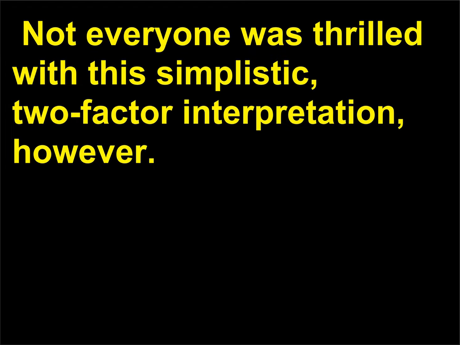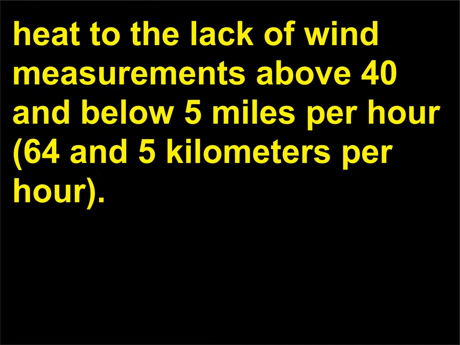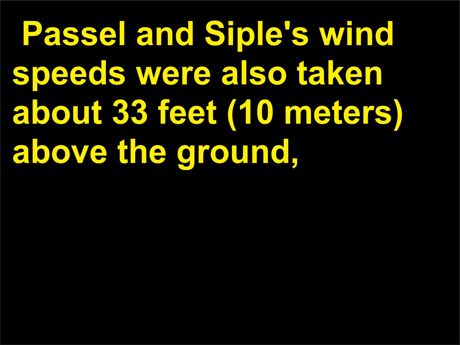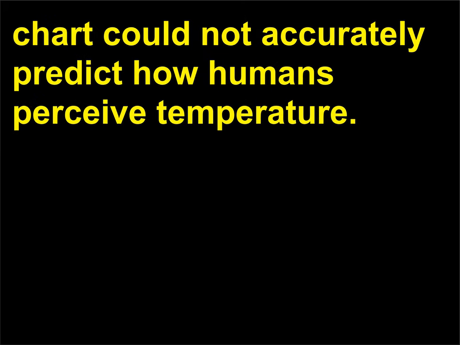Not everyone was thrilled with this simplistic, two-factor interpretation, however. There were pieces missing from the wind chill puzzle, such as the fact that humans constantly generate heat, and the lack of wind measurements above 40 and below 5 miles per hour, 64 and 5 kilometers per hour. Passel and Siple's wind speeds were also taken about 33 feet, 10 meters, above the ground, making the chart more valuable for a third-floor office than ground level. But the biggest problem overall was that the old wind chill chart could not accurately predict how humans perceive temperature. Thus, the new wind chill index was created.